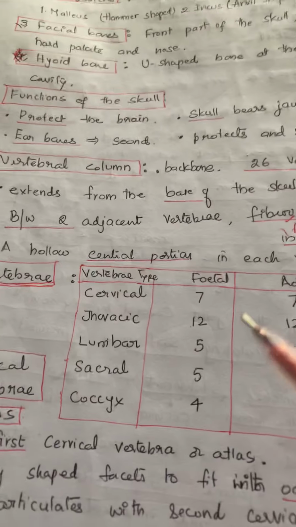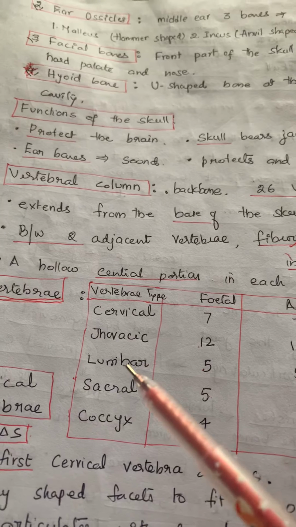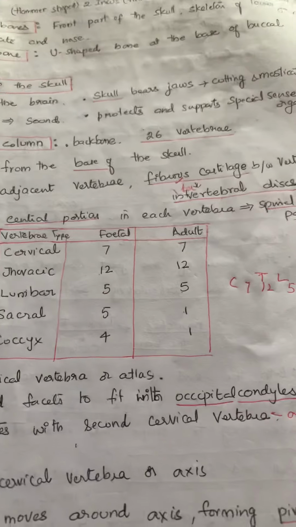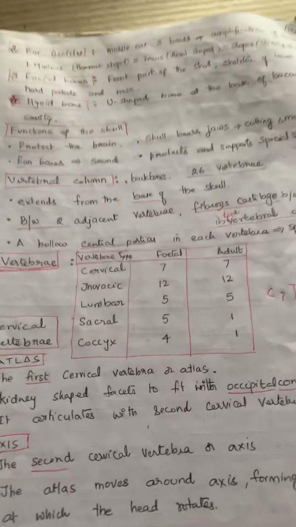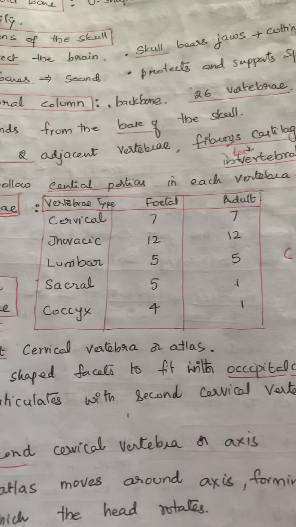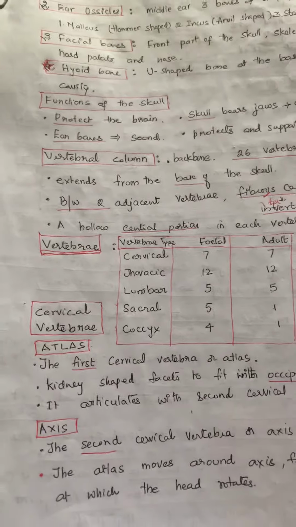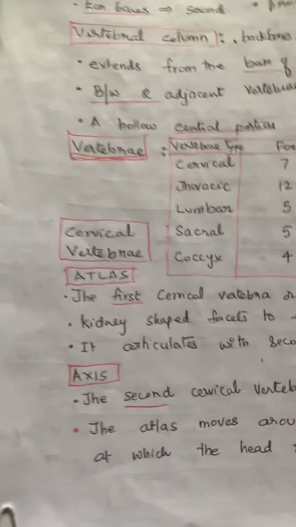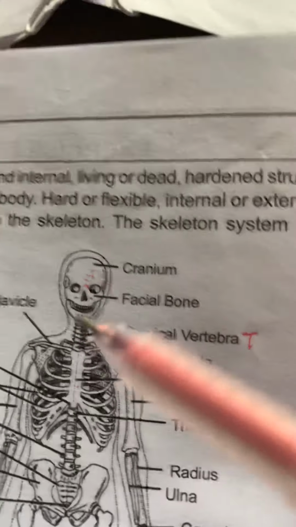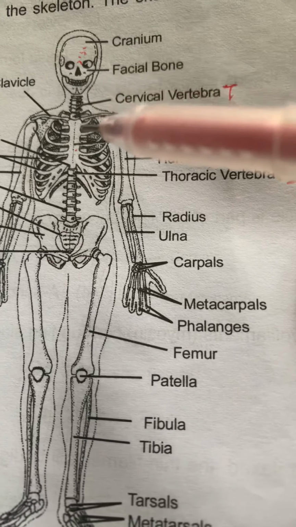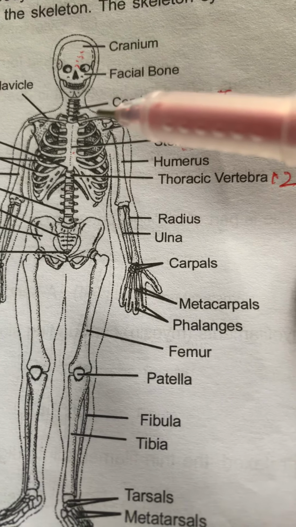cord. Coming to the position, the vertebrae are of 5 types. They are cervical vertebrae, thoracic vertebrae, lumbar vertebrae, sacral vertebrae and also the coccyx. So here in the neck region there are cervical vertebrae. They are 7 in number.